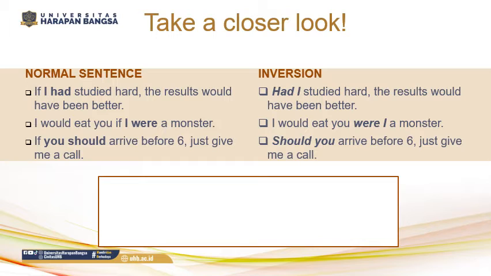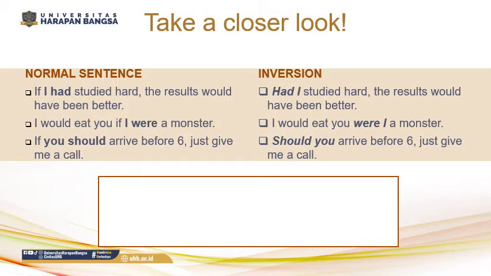So if you have conditional sentence like this, you can also make the inversion. Kita juga bisa buat versi inversinya. Caranya adalah kita hilangkan if, lalu kita inversi subjek dan verbnya. Jadi bukan I had, tapi menjadi had I. So the inversions will be, had I studied hard, the result would have been better.